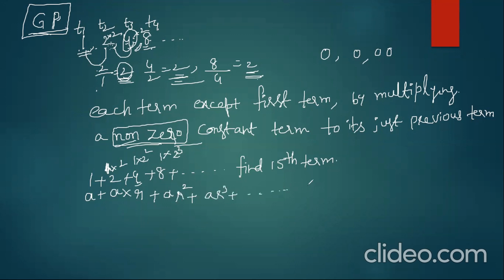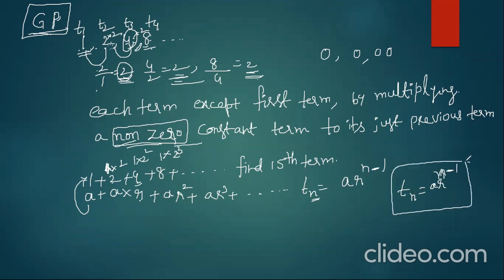Can you guess the nth term now? What might be Tn, the nth term? It is A R to the power of n minus 1. Why? Because A is the first term. The second term is only AR, not AR square. If it were AR, you would get AR to the power of n. Understood? So for the nth term you just have to subtract 1: A R to the power of n minus 1. This is the general or standard form of the nth term in a GP: Tn is equal to A into R to the power of n minus 1.